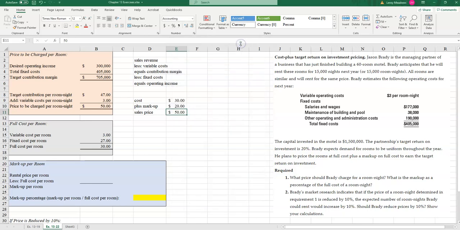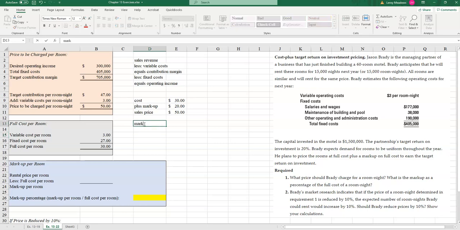So 66.7%. And let's put that as percent of full cost equals 66.7%. Now, let's do a little sensitivity analysis here.